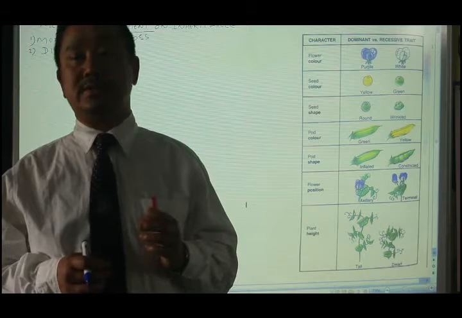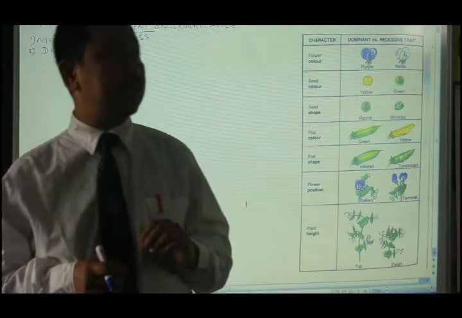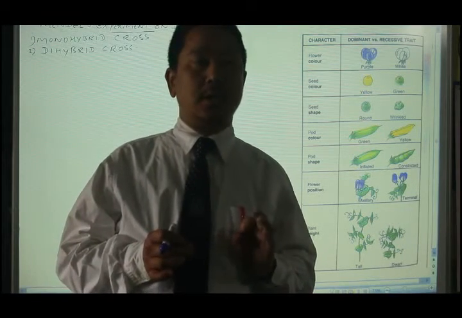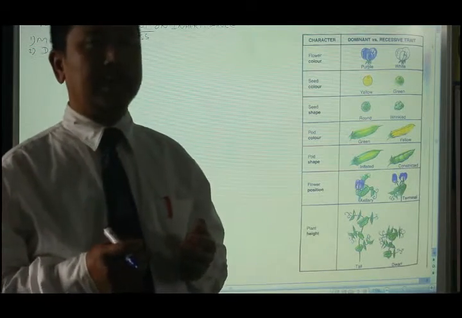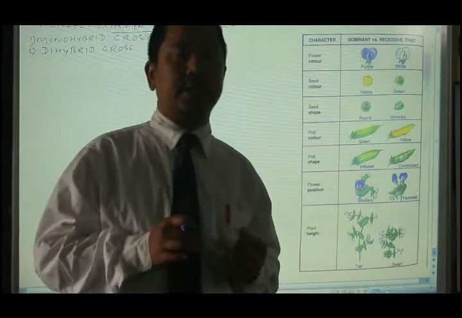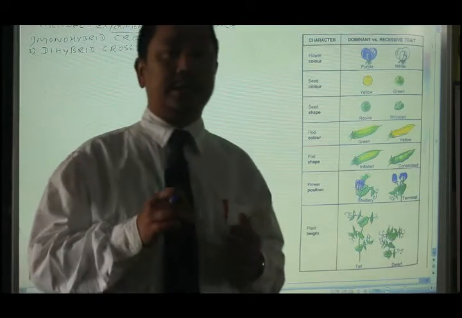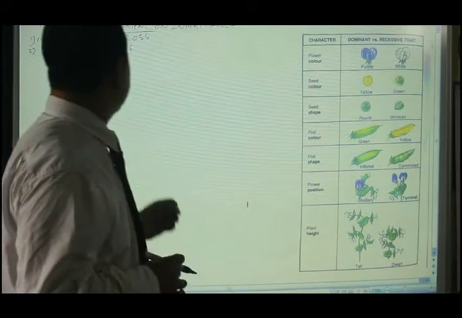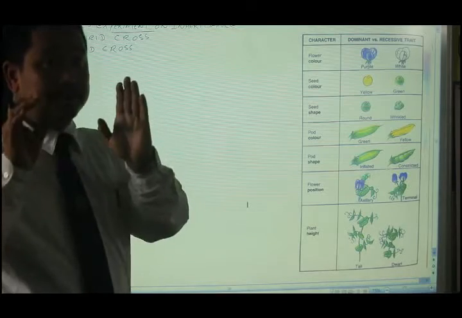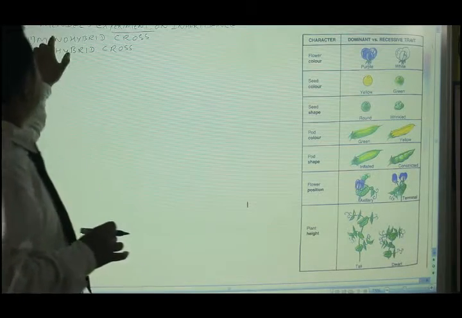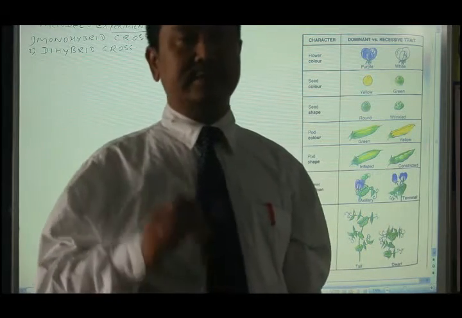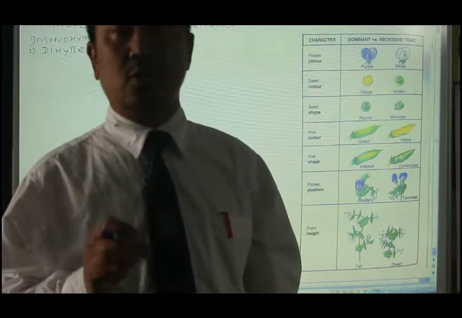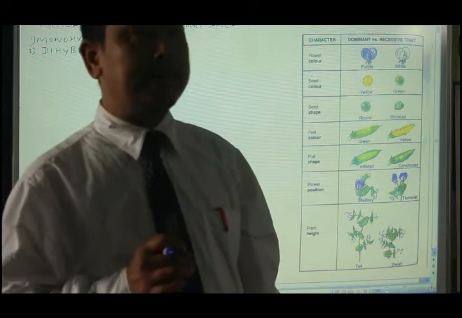We are in chapter number 3, that is genetics. Since the chapter is too long, we cannot complete it all at a time. So today, I'll be discussing a subtopic of chapter number 3, that is Mendel's experiment on inheritance. Okay?